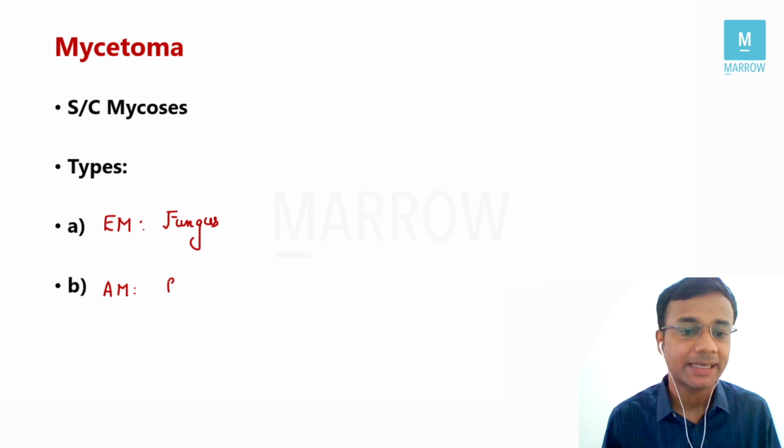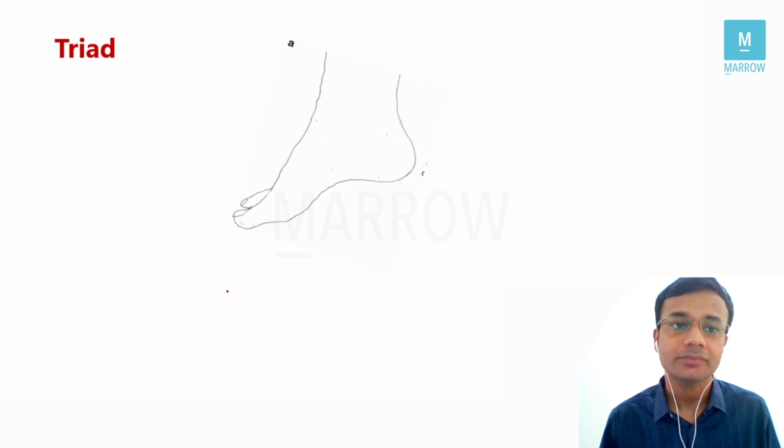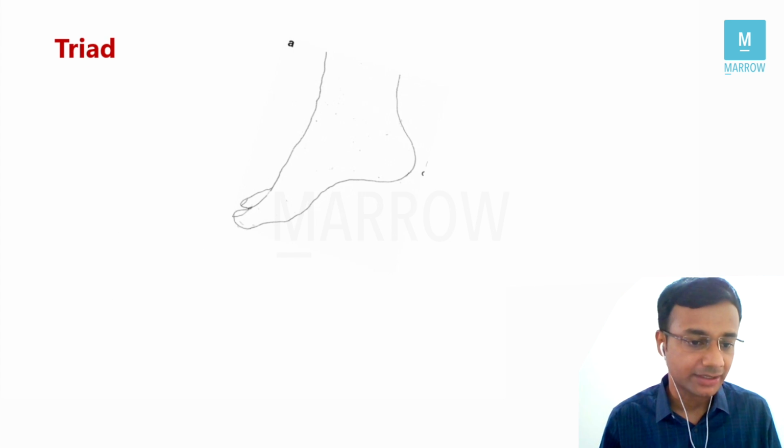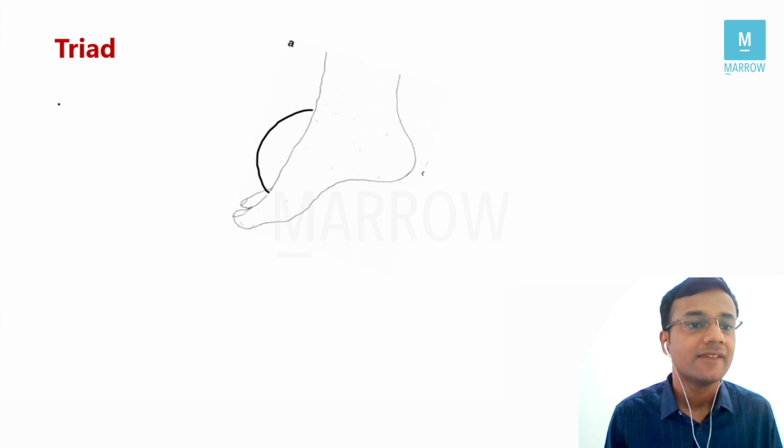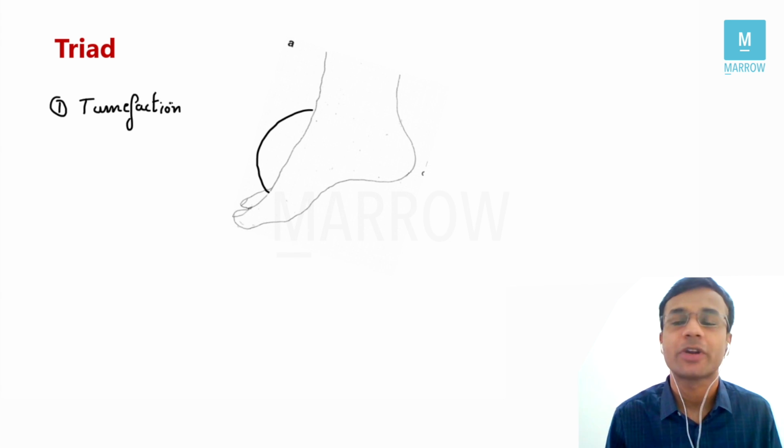Actinomycetoma are produced by bacteria. And how does mycetoma present? Now mycetoma is going to present as a triad. So number one, it is going to present with swelling, which is called tumefaction. Tumefaction means tumor-like swelling. So this is point number one.